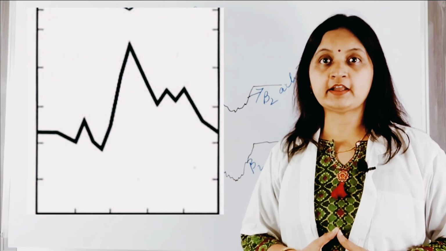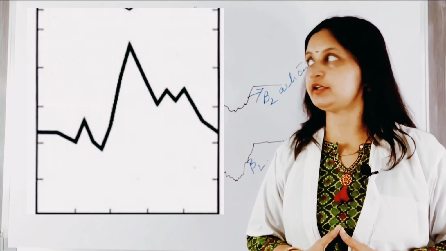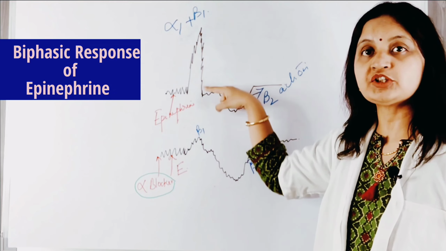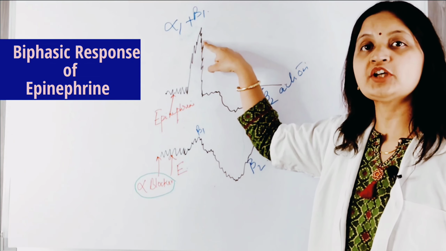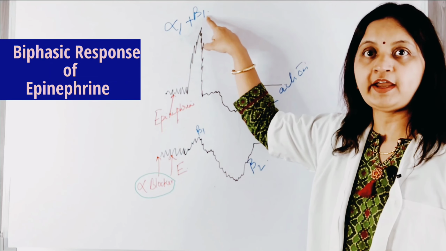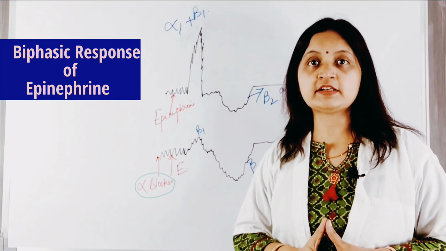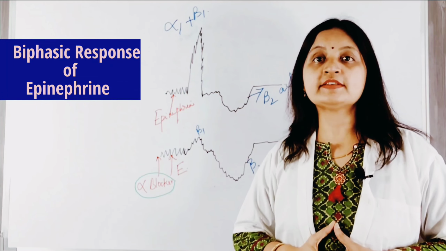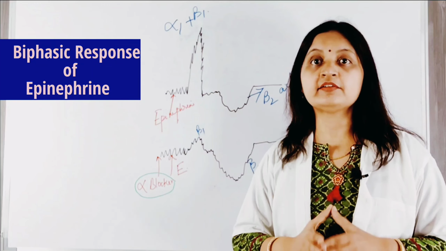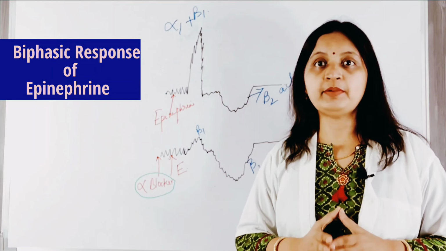The next effect is that epinephrine shows a biphasic response in blood pressure. Injection of epinephrine causes a sudden rise in blood pressure, and this rise is due to an alpha 1 and beta 1 mediated effect. Alpha 1 causes vasoconstriction and an increase in peripheral vascular resistance, and beta 1 receptor stimulation increases the heart rate and contractility and increases the cardiac output and stroke volume, thus increasing the blood pressure.